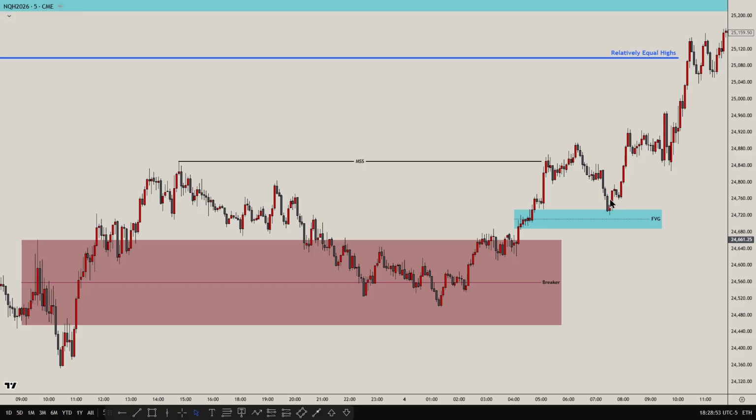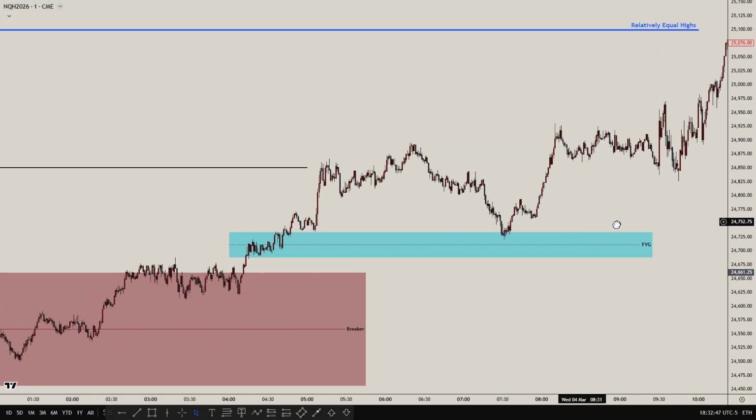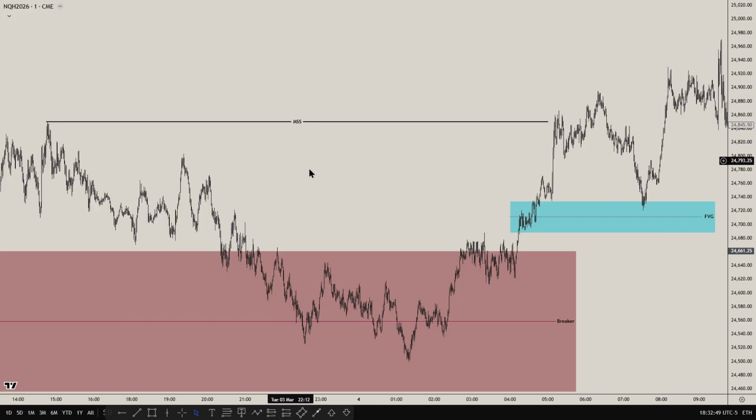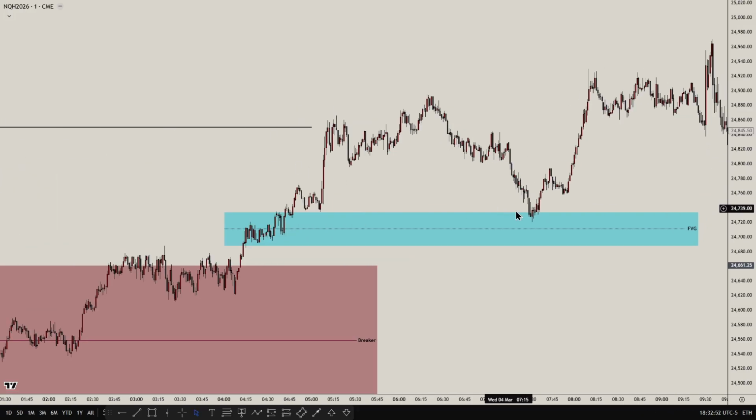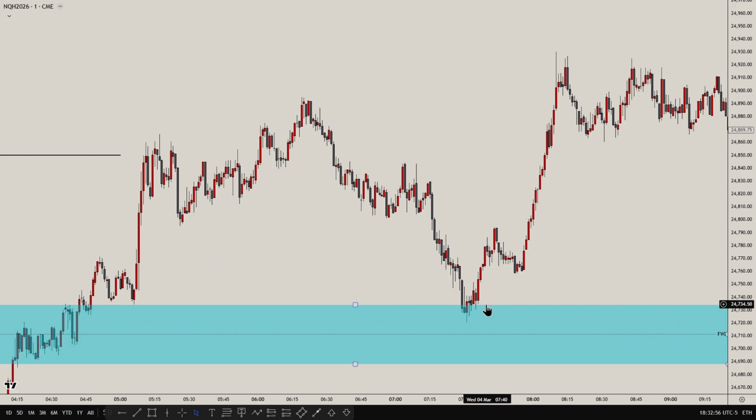What if we go down to the 1-minute chart? This right here is a very zoomed out version of the 1-minute chart. The reason I have to zoom out so much is because you won't see the full price action if I zoom in like I want to. But from here we have the higher time frame market structure shift. And then we go lower into this fair value gap. And now let's break down the price action inside this fair value gap.